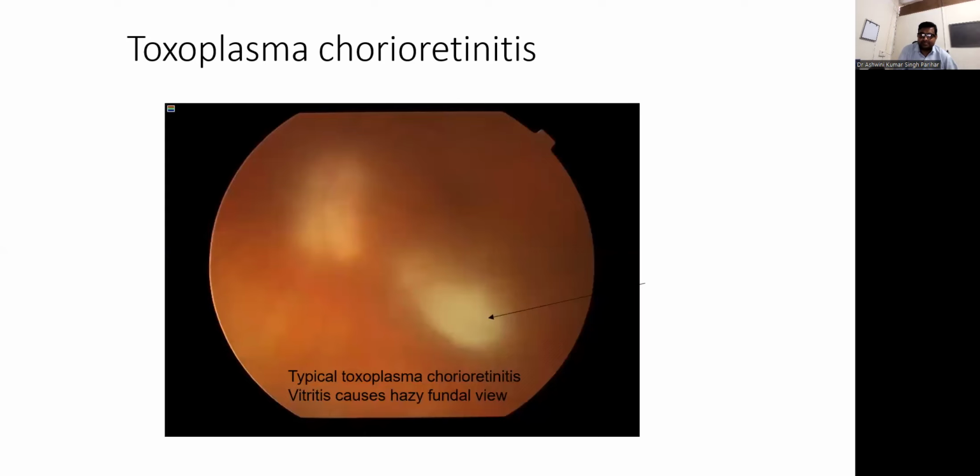Yeah, see the pictures. You can see the hazy media. That is because of vitreous seeding. The vitreous has been infiltrated with toxoplasma exudates, and you can see the chorioretinitis lesion. These are the toxoplasma chorioretinitis lesions, which will be seen in toxoplasmosis. You can understand, I'm explaining these things in short so we can finish the topics in time.